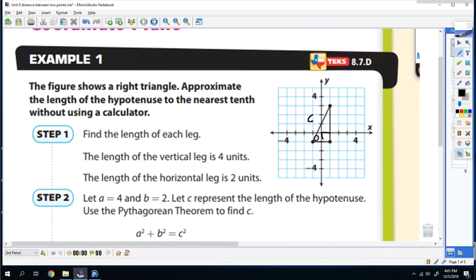All right, so earlier this week we've been doing Pythagorean theorem. And what we're going to do is take the Pythagorean theorem and find the distance between 2 points. So example 1 says the figure shows a right triangle. Approximate the length of the hypotenuse to the nearest tenth without using a calculator. We're actually going to use a calculator.